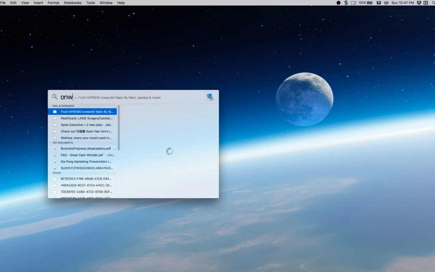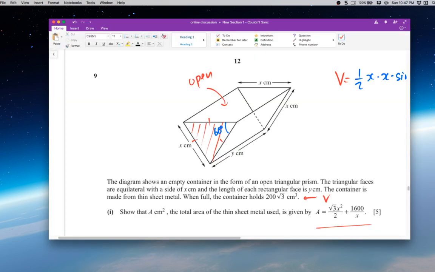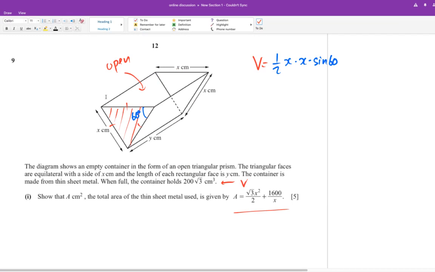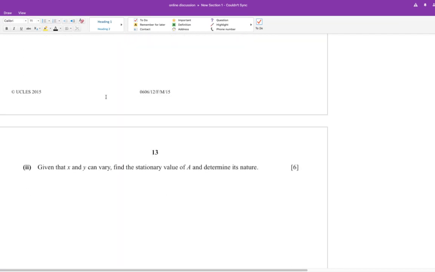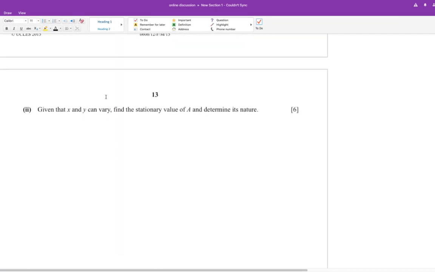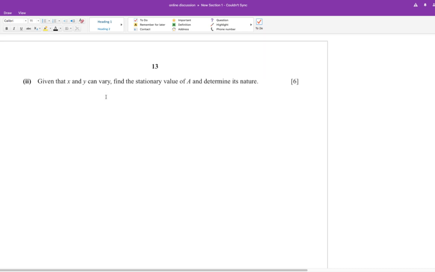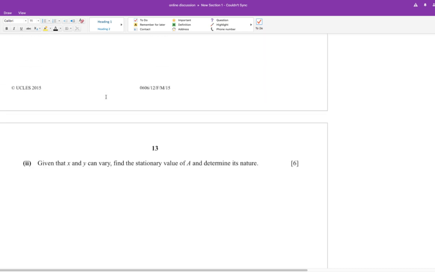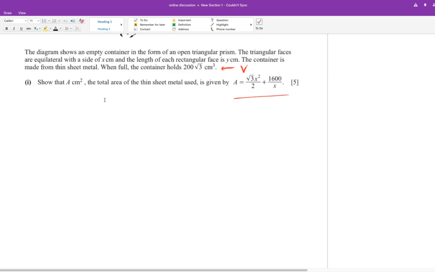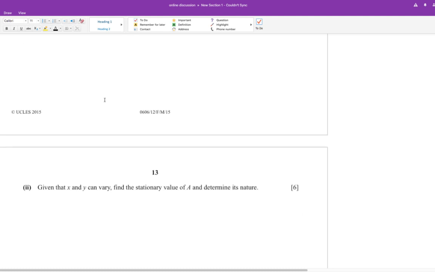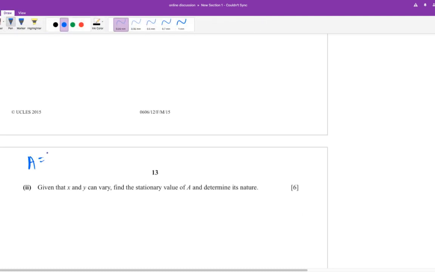Okay, one note. So yeah, you can easily get the 5 marks. You have another 6 marks here. x and y can be varied. Find the stationary value of A and determine its nature. So I will just copy down my A equation here. A equals square root 3 over 2 x squared plus 1600 over x.